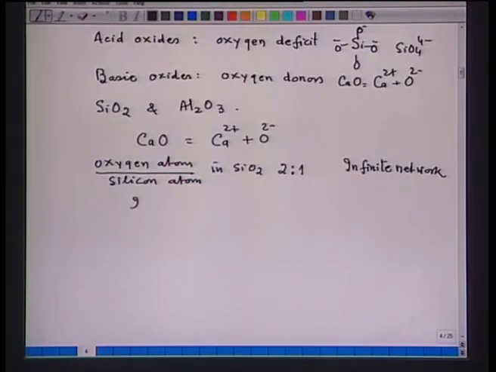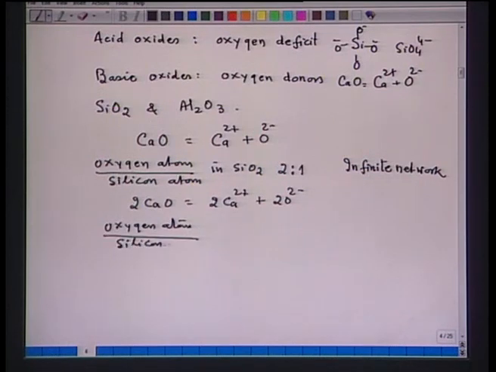I know that if I add 1 CaO, I am putting 1 O2- ion, and 1 O2- ion can break 2 vertices of the tetrahedron. So, what I do now is add, for example, 2 CaO, which will give me 2 Ca2+ plus 2 O2-. That means the oxygen atom to silicon atom ratio is 4 is to 1, and the composition will be 2MO·SiO2 or 2CaO·SiO2.